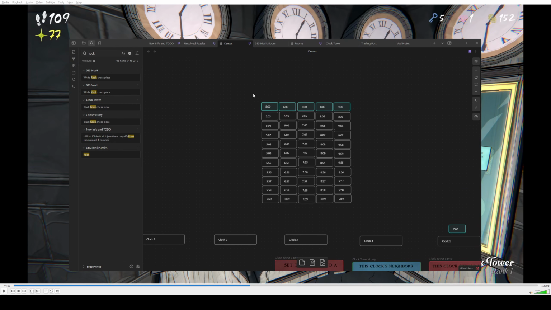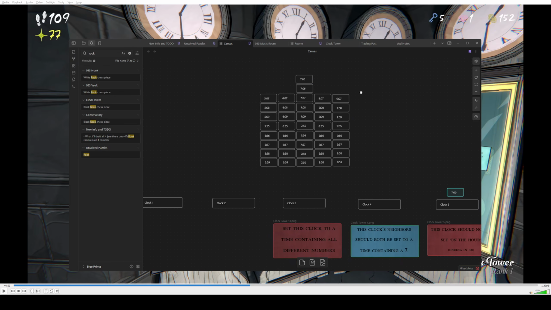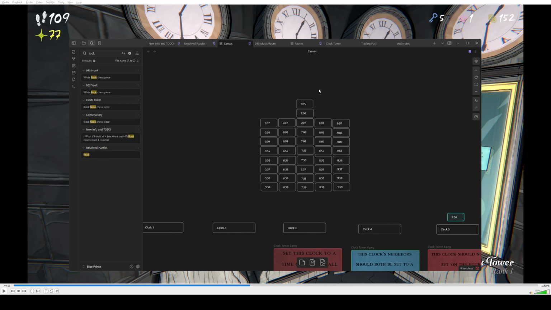Well, 7 o'clock's already taken, so that can't work, which means all of those don't work. It's got to have a 7 in it, so we can get rid of all of those and all of those. We need two numbers to be the same. So those get to go. All of these contain 7, but only that one contains two numbers that are the same.